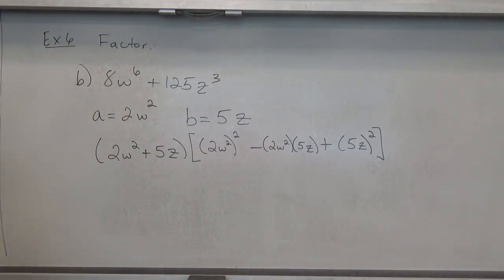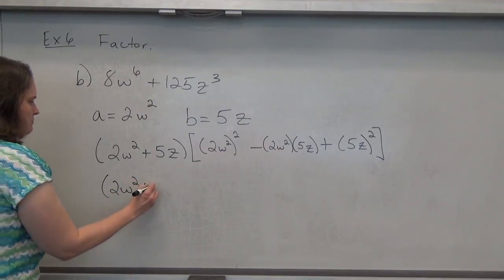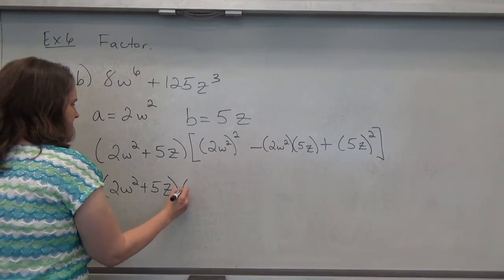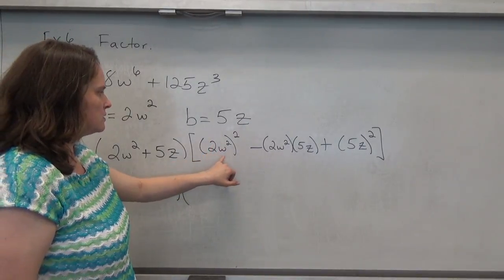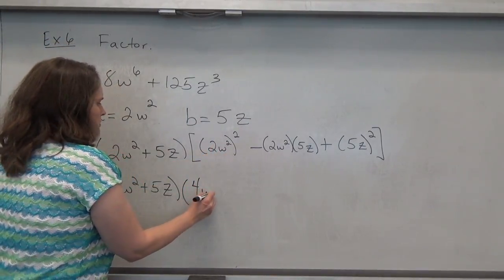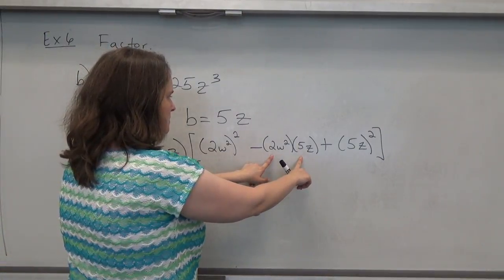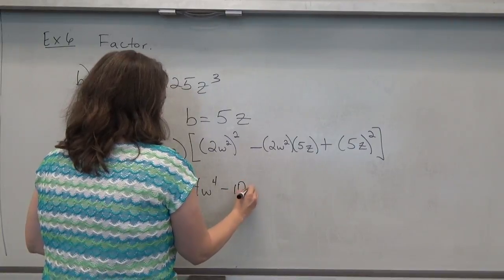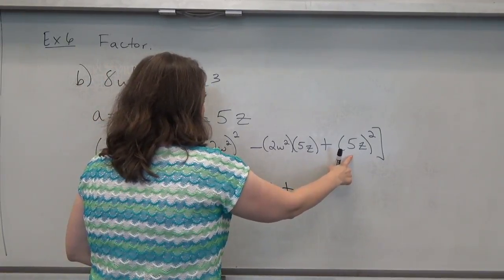So let's see if we can simplify this. There's not anything that I need to do with the very front binomial. The trinomial will become 4w to the 4th minus, that'll be 10w squared z plus, that's going to be 25z squared.